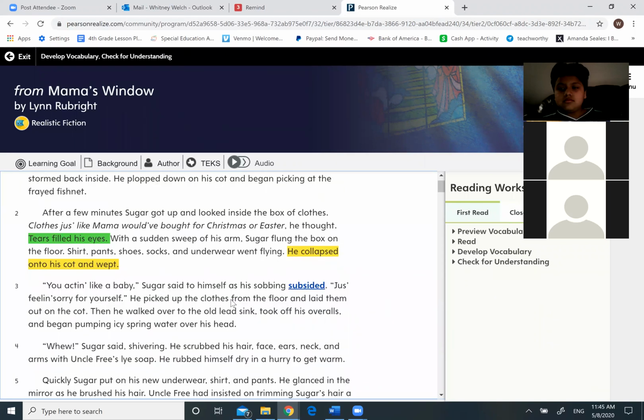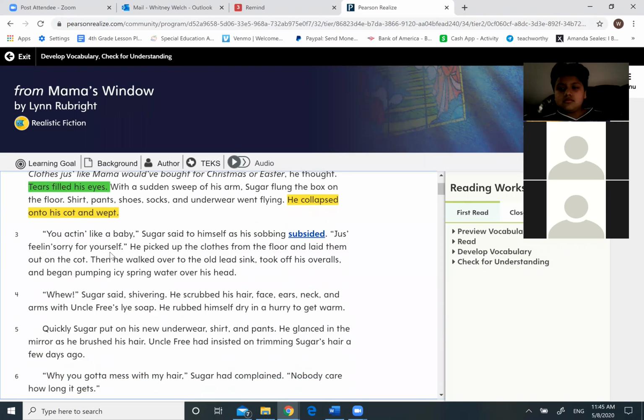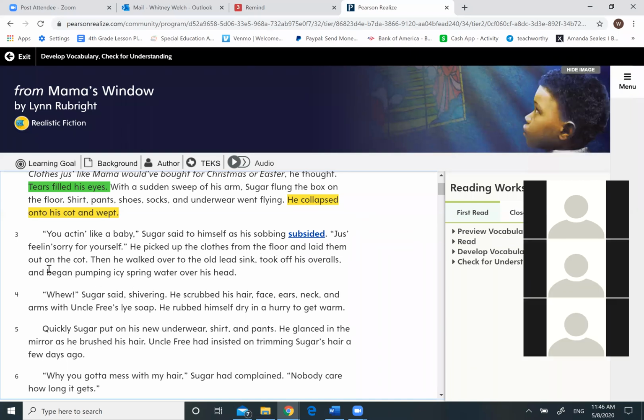Good job. It says, you acting like a baby, Sugar said to himself as his sobbing subsided. Just feeling sorry for yourself. He picked up the clothes from the floor and laid them out on the cot. Then he walked over to the old lead sink, took off his overalls, and began pumping icy spring water over his head.